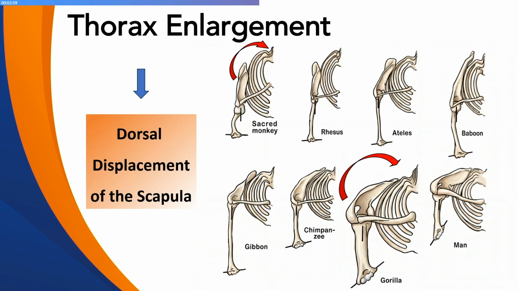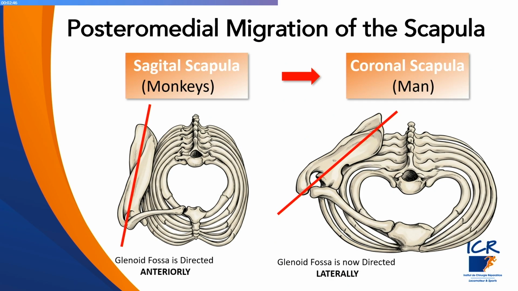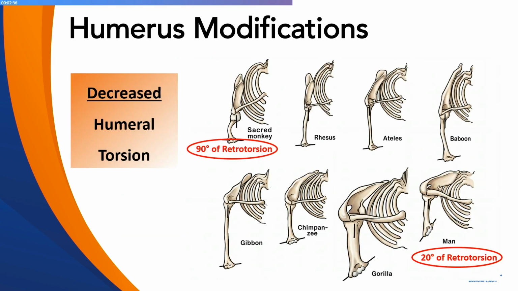And this thorax enlargement, because of better breathing, because of standing, leads to the dorsal displacement of the scapula, as you can see. It moves from a sagittal scapula in the monkeys to a coronal scapula in the man. Therefore, the glenoid fossa is looking now laterally instead of looking anteriorly. And this was followed by, of course, a modification of the humerus. The humerus has a torsion from 90 degrees of retroversion in the monkeys. It came to 20 degrees in human beings.